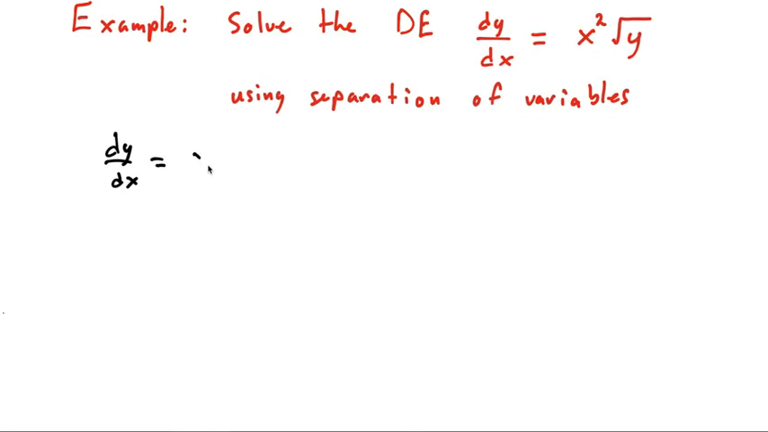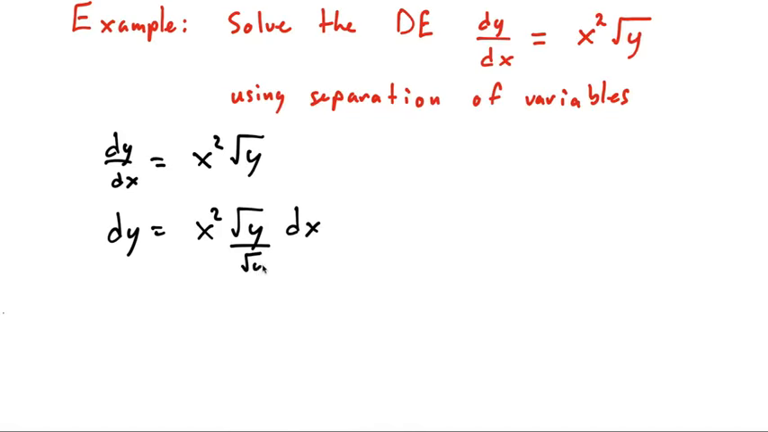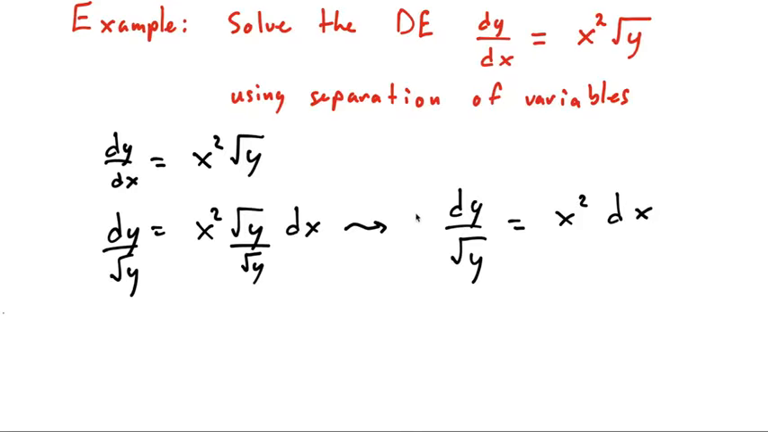The first step is to separate the variables. We will take the dy over dx, and we will think of this as a fraction. Multiply both sides by dx, and we will have dy equals x squared times the square root of y times dx. Now divide both sides by the square root of y, and we have successfully separated the variables. We have y's on the left-hand side of the equal sign, and we have only x's on the right-hand side. Now that we have separated the variables, we integrate. This is the second step of the procedure.